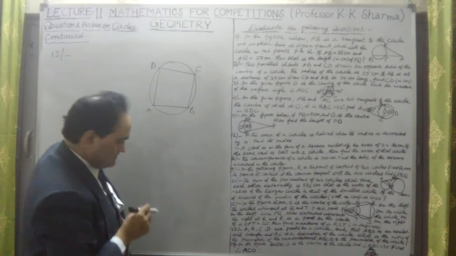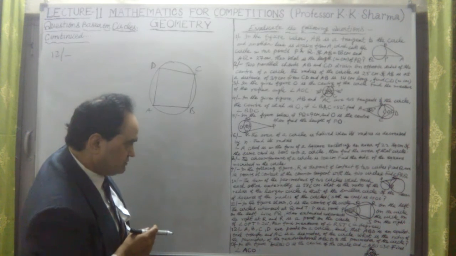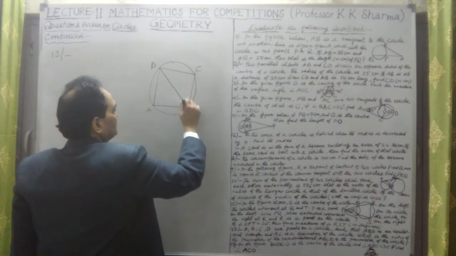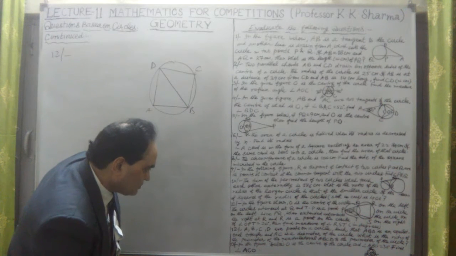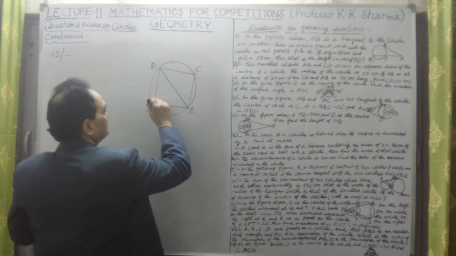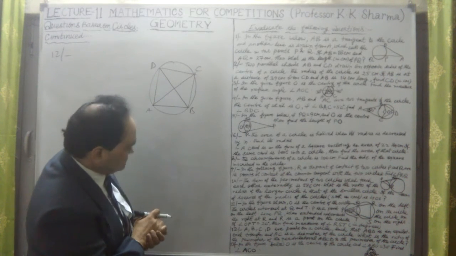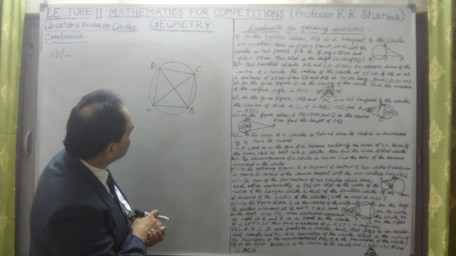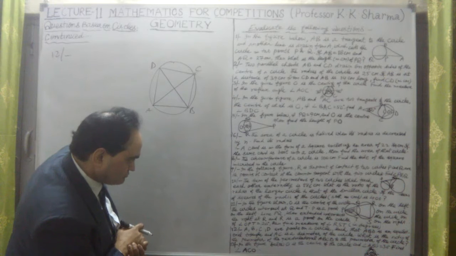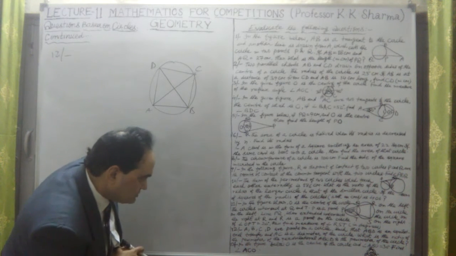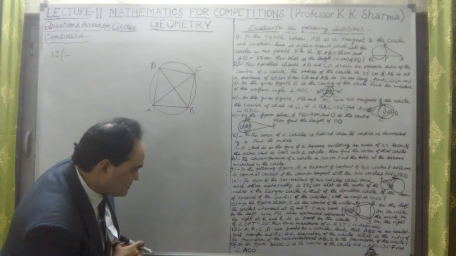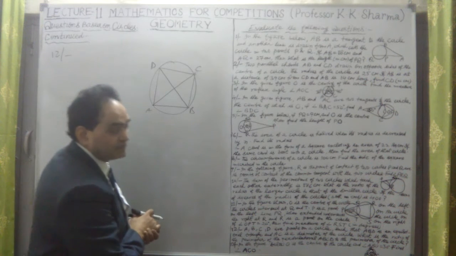Now it says ABCD are the points on a circle such that ABD is an equilateral triangle, and AC is a diameter of the circle. What is the ratio of the perimeter of the quadrilateral ABCD to the perimeter of the circle?